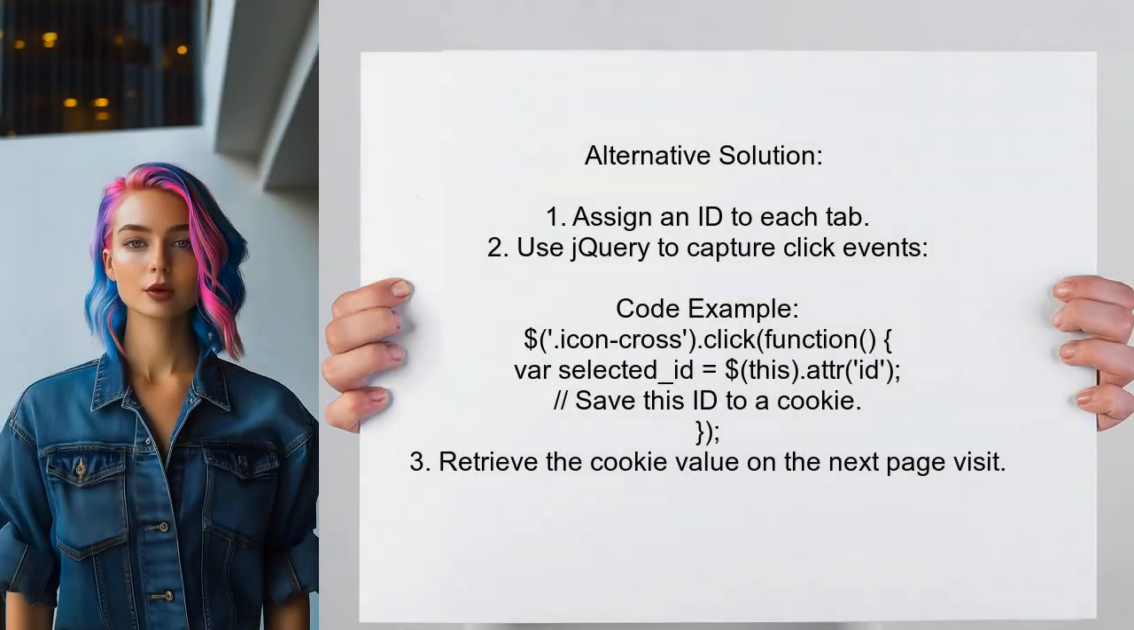Now let's see a response from a different user. An alternative solution provided by another user suggests assigning an ID to each tab. They recommend using jQuery to capture the click event on the tabs. When a tab is clicked, the ID of the selected tab is saved in a cookie. This cookie value can then be retrieved on the next visit to remember the user's last selection.